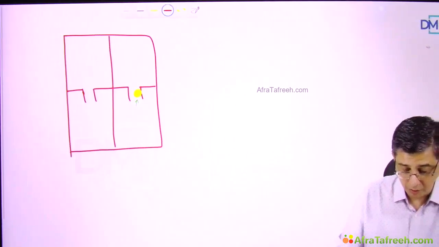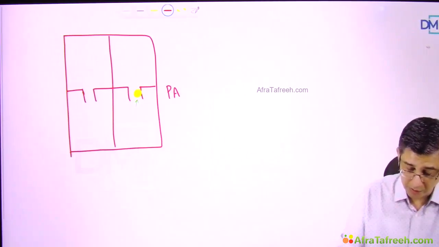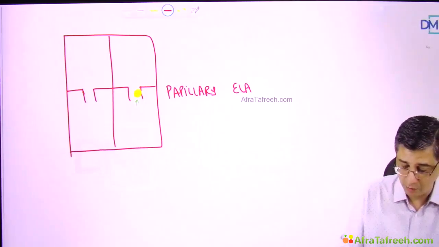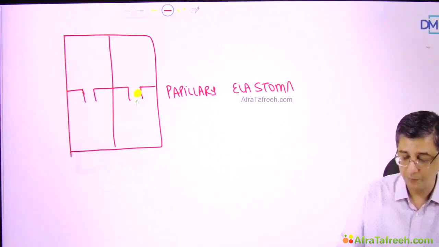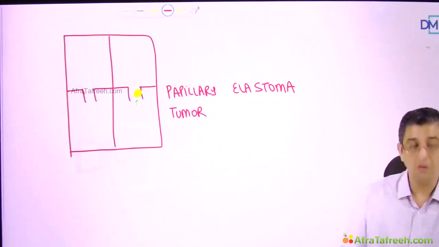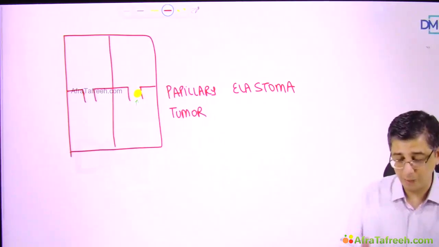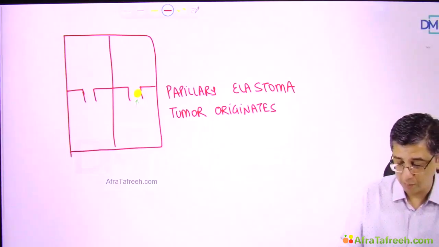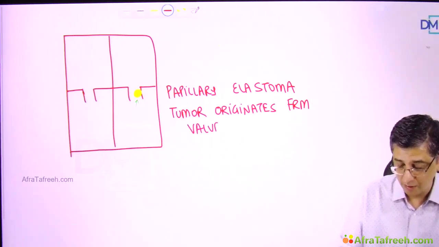This tumor is itself asked as an MCQ. It is called papillary fibroelastoma. The theory to be remembered is that the differential diagnosis of atrial myxoma is papillary fibroelastoma. This tumor originates not from the interatrial septum, it originates from the valve leaflet.